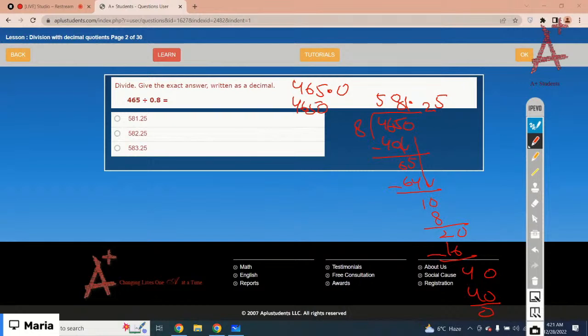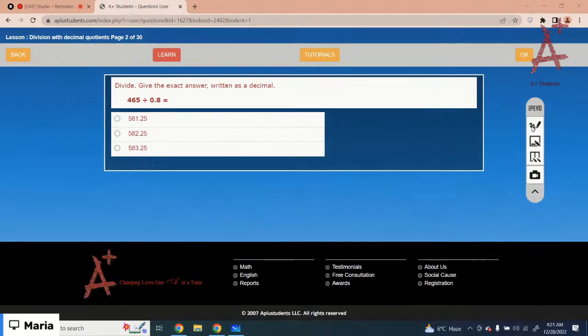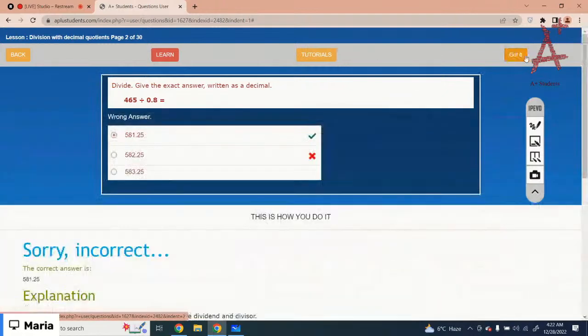Question 16. Which question is it? Can you please write the question in the chat box? It would be 581.25. Which is question 16, M Soil? Please write the question in the chat box so that I can see the question. It would be 582 point. I forgot the answer. Please write the question in the chat box so that I can see which question you are talking about.